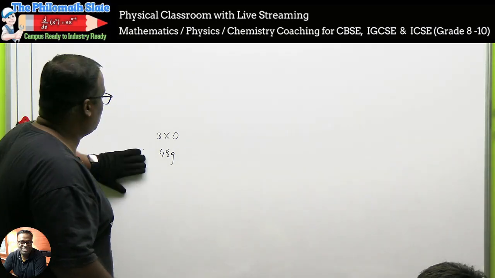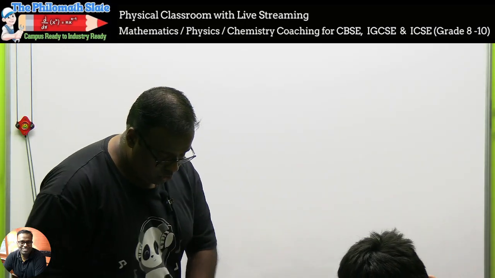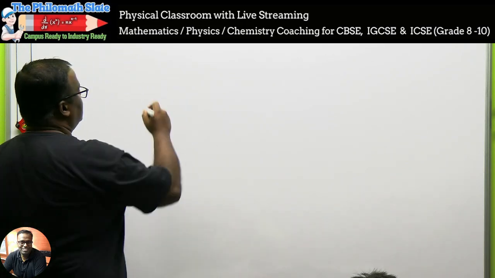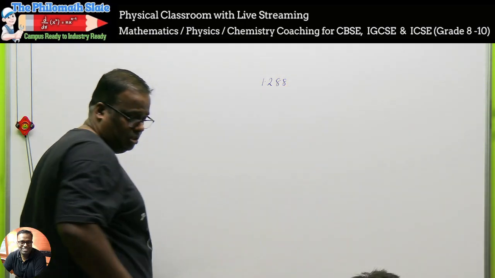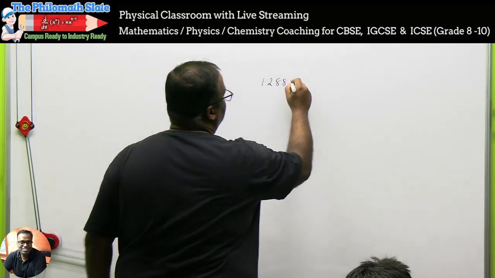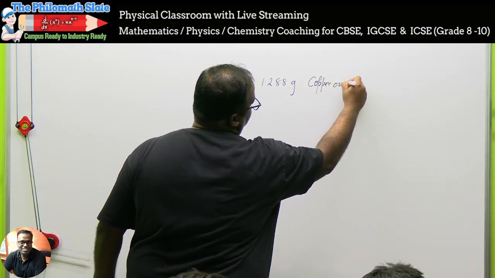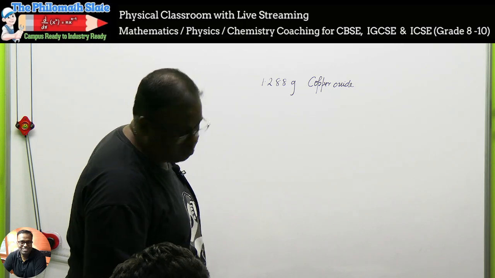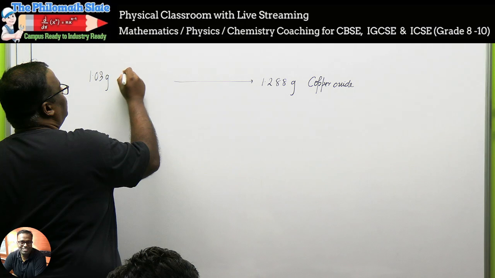Okay, let us do some problems on this. Take down. In an experiment, 1.288 grams of copper oxide was obtained. We obtained this from 1.03 grams of copper.